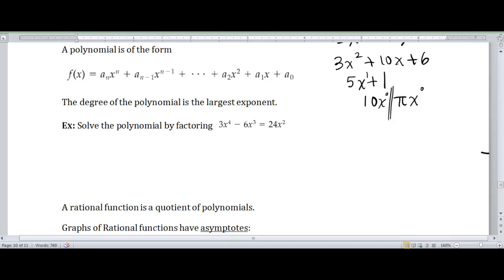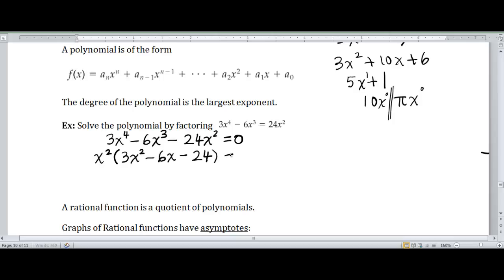This one says solve a polynomial by factoring. So I'm going to write this, let me copy it here: 3x to the 4th minus 6x cubed. And then let me subtract 24x squared from both sides, so I get this whole thing equal to 0. And then I want to factor out an x squared. If I factor out an x squared from the first term, I'm left with 3x squared in the first term, then I'm left with a 6, and since I pulled out 2 x's, there's 3 x's here, I'm left with 1x, and then I'm left with just 24, sorry, equals 0.